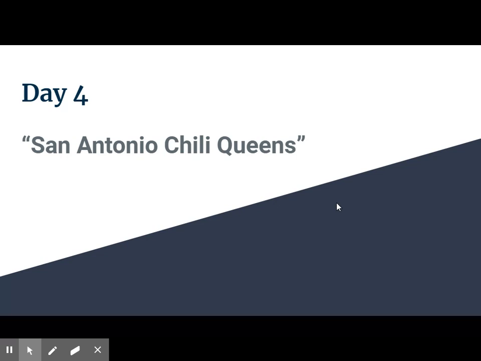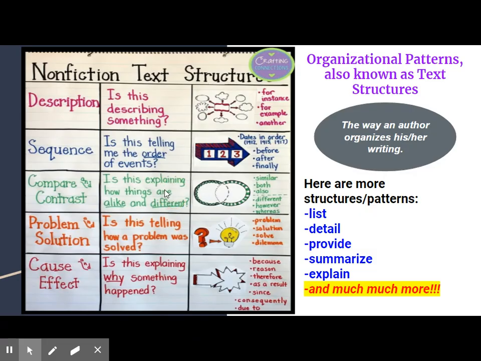Before that, we're going to dive into examining how an author chooses to present his or her material. Some of your teachers may have referred to this as text structures. I refer to this as organizational patterns. What an organizational pattern or text structure is, it's basically the way an author organizes his or her writing.